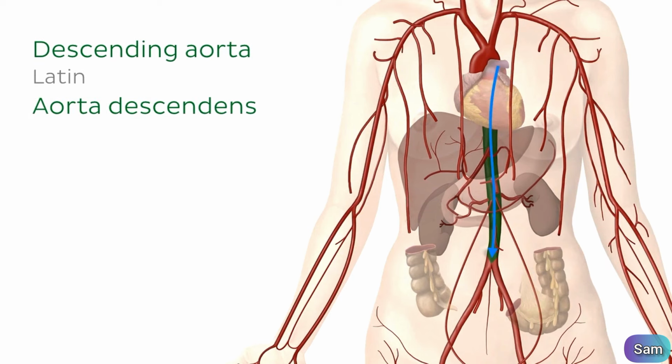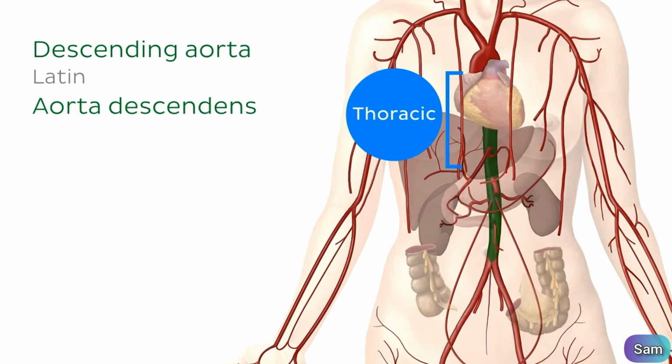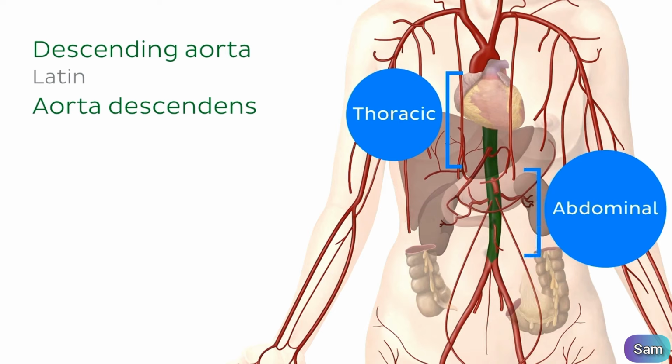and descends down through the thorax and the abdomen. Now, this part of the aorta can be divided into two parts, the first being the thoracic part, or the thoracic aorta, which descends on the left side of the thoracic vertebrae T5 to T12, running behind the base of the left lung and the pericardium. The second part of the descending aorta is the abdominal part, or the abdominal aorta, which begins just after it passes through the aortic hiatus of the diaphragm at the level of the 12th thoracic vertebral body, T12.